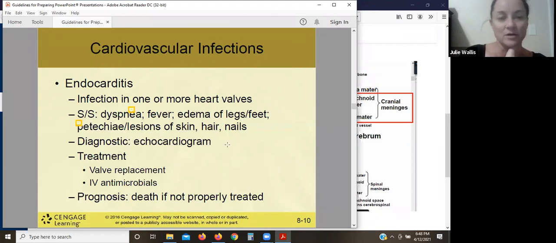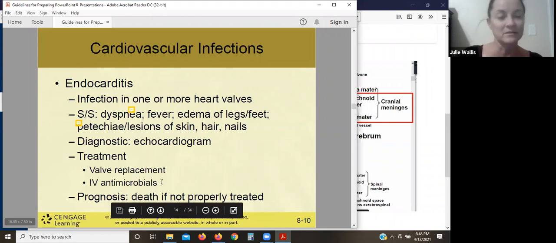Diagnostic is an echocardiogram, where they listen to the heartbeat and can tell better than just listening with a stethoscope whether you have a heart murmur, or if there's a valve leaking or something like that. Treatment is valve replacement or intravenous antimicrobials. Death, obviously, if not treated properly. If your heart's not beating, you're not going to live very long.